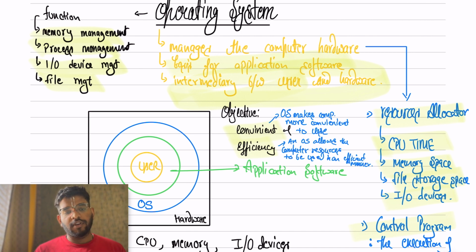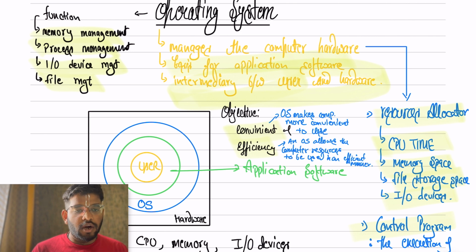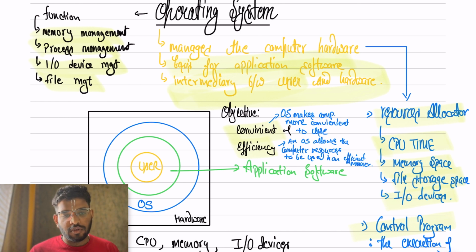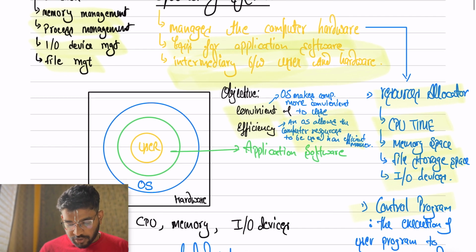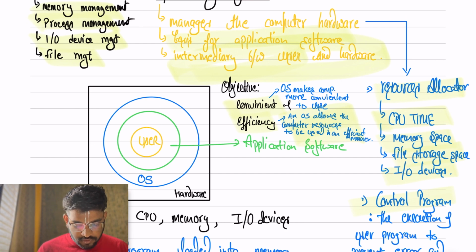The second thing is that an operating system should be very efficient. Efficiency changes from device to device. For example, if you are using a mobile phone, the efficiency should be in terms of battery, as it should last long. And if you are using a desktop, then efficiency should be in terms of resource allocation, as you have an abundant supply of power at your disposal while using a desktop. So efficiency means the OS allows the computer's resources to be used in an efficient manner.